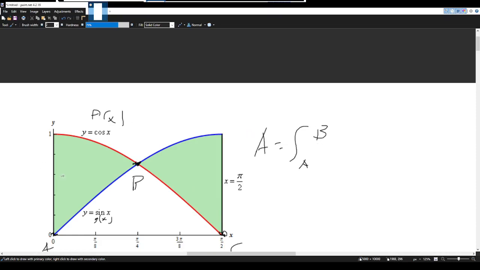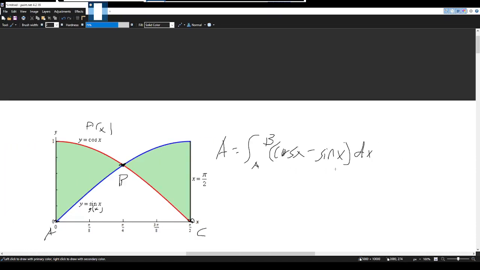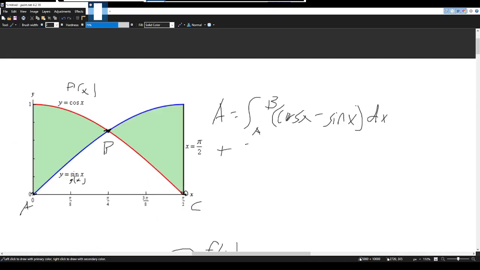The top function for this area right here is cosine x minus the bottom one. Of course, these parentheses are kind of implied. And then you would have to add the area from b to c. Same functions, but instead of cosine minus sine, we're going to go sine minus cosine, because the sine is on top. So it would be the integral of sine x minus cosine x dx.